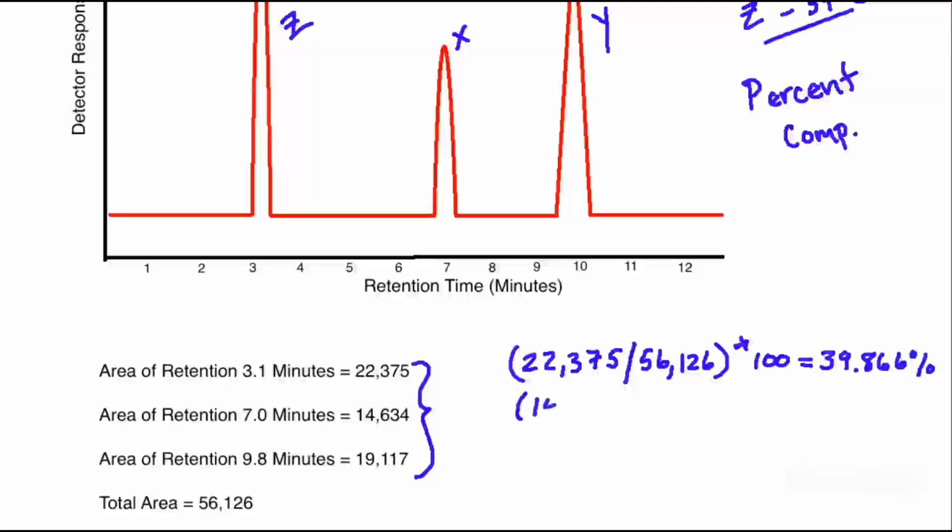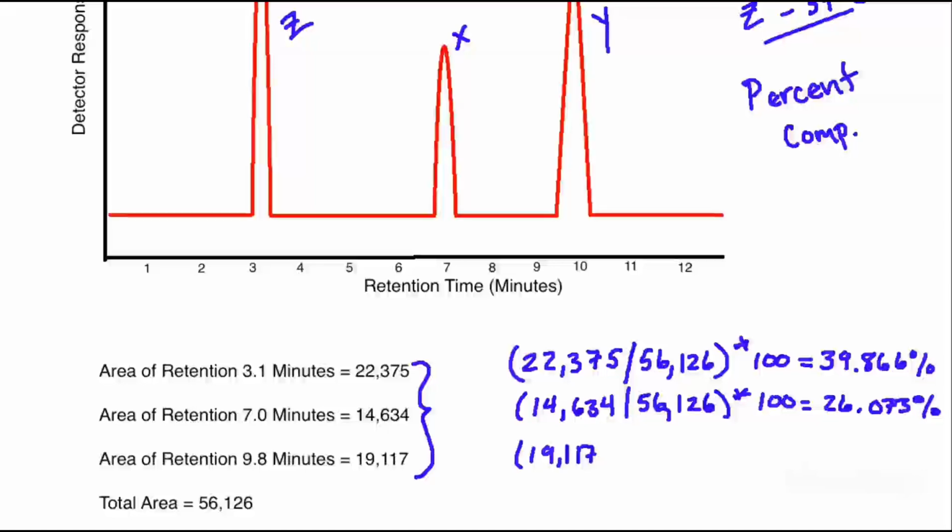So let's keep going. You have 14,634 divided by 56,126 times 100. And that one is going to equal 26.073%. And then finally, for the last one, we have 19,117 divided by 56,126. You multiply this by 100, and you're going to end up with 34.061%.